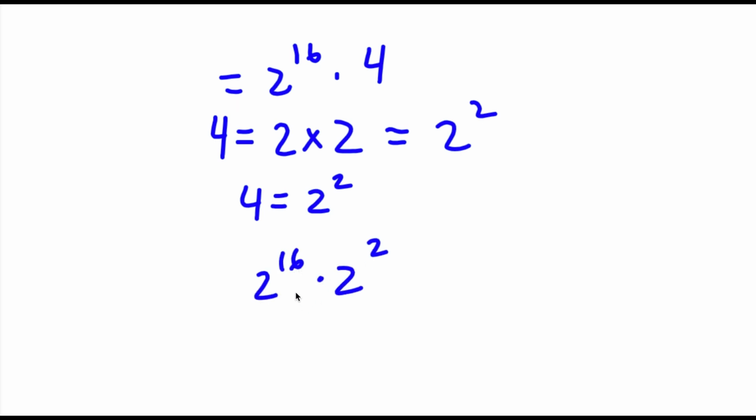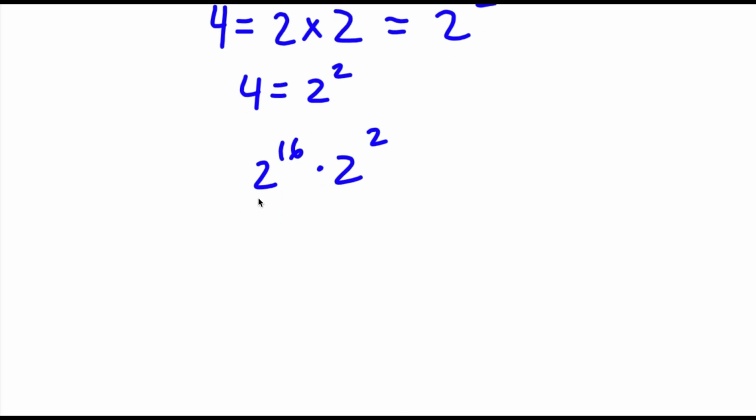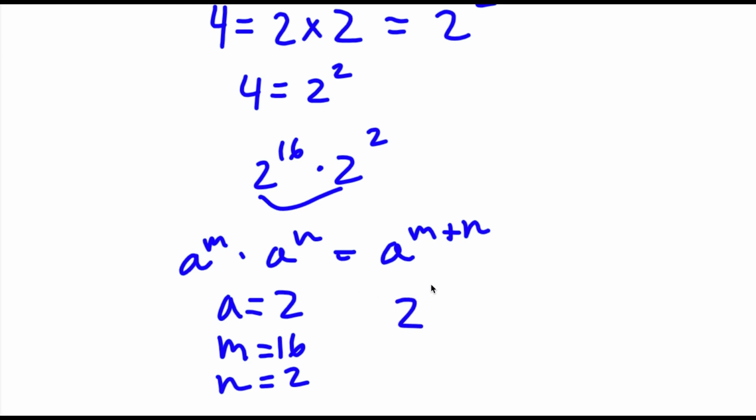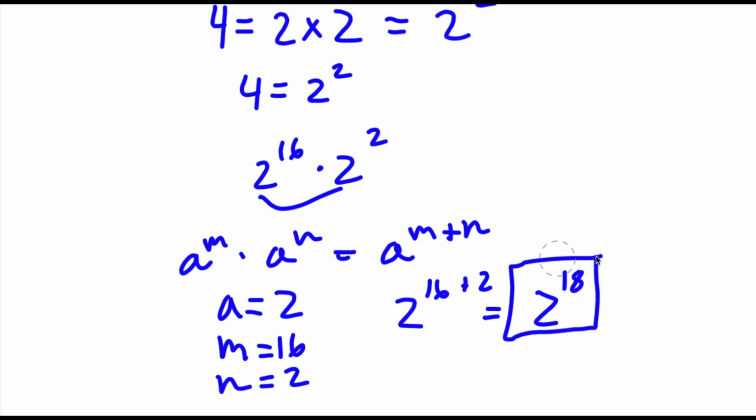Now, when I'm multiplying two exponents with the same bases, let's say I have a to the power of m times a to the power of n, this is actually equal to a to the power of m plus n. So in this case, a is 2, m is 16, and n is 2 as well. So I'll have a to the power of m plus n, which is 2 to the power of 16 plus 2, which is 2 to the power of 18. So 2 to the power of 18 is our answer.